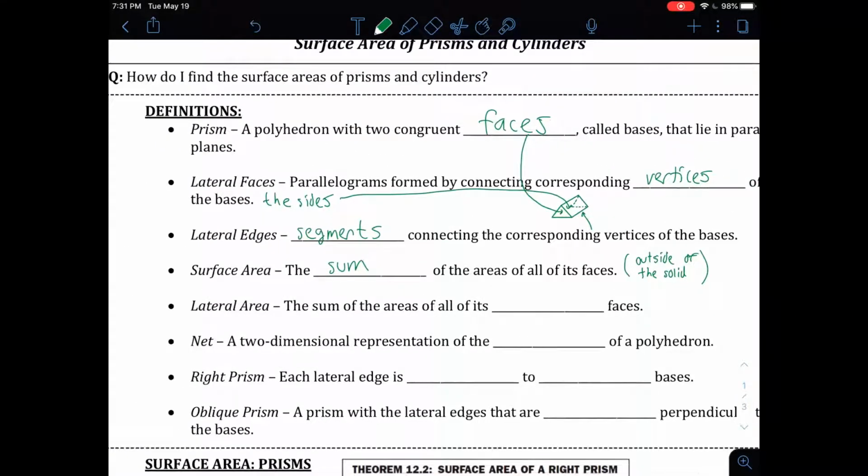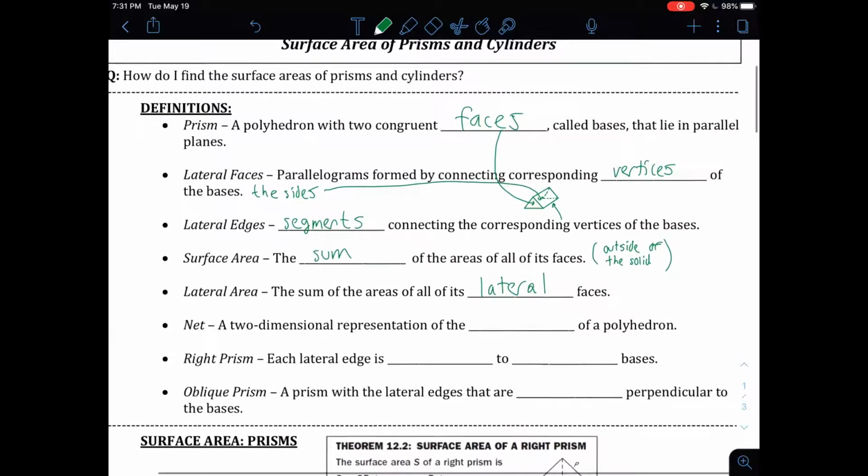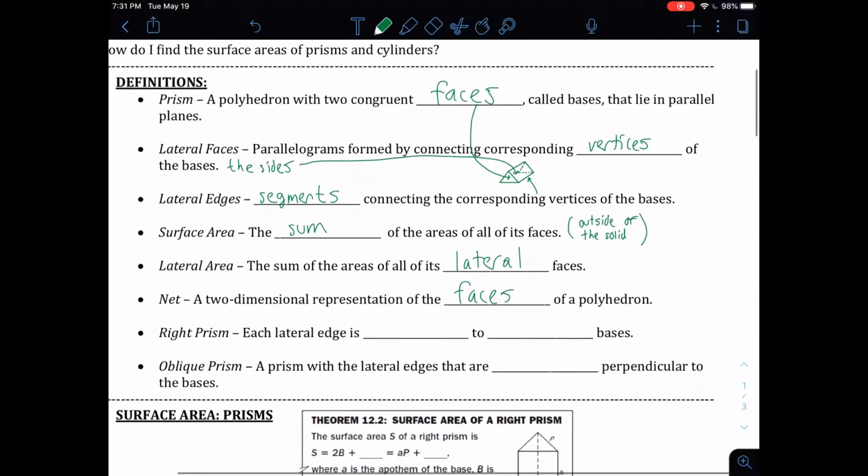Lateral area is the sum of the areas of all its lateral faces. And the lateral area is just going to be the area of the sides and not the bases, okay? So not the front and back basically, or top or bottom. A net is going to be a two-dimensional representation of the faces of the what? The faces of a polyhedron.